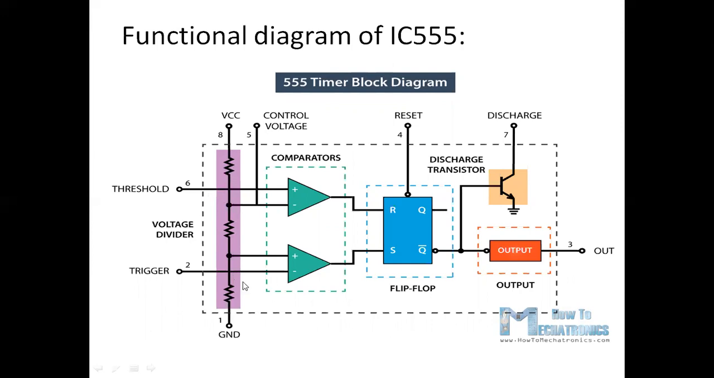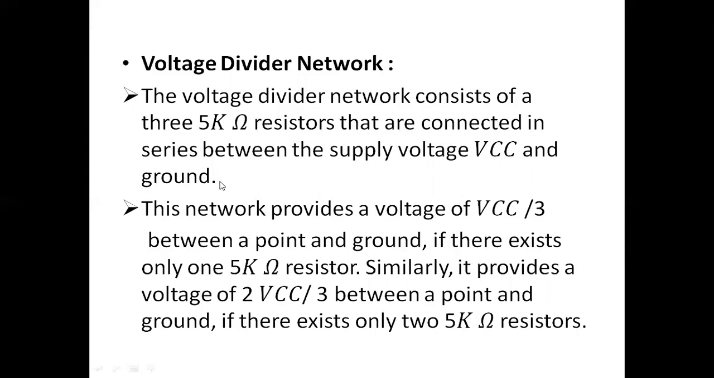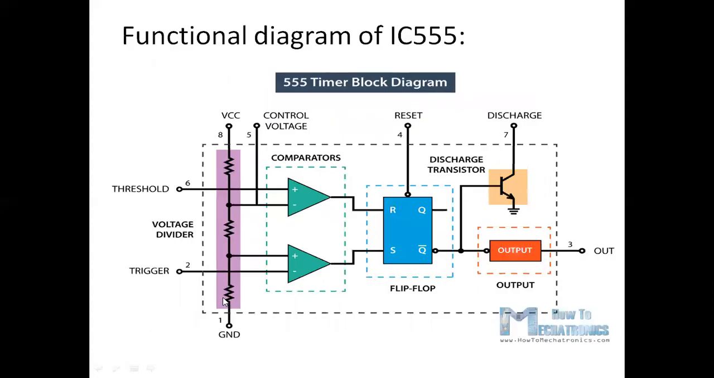So next, the voltage divider is in between plus VCC and ground. That means it is the series combination of 5 kilo ohm resistances connected between the supply voltage VCC and ground, and this network provides a voltage of VCC by 3 between a point and ground if there exists one 5 kilo ohm resistance. Similarly, it provides a voltage of 2 VCC by 3 between a point and ground if there exist two 5 kilo ohm resistors. So if you have one 5 kilo ohm resistor, then the voltage divider provides the voltage drop, that is VCC by 3, between this point and ground.